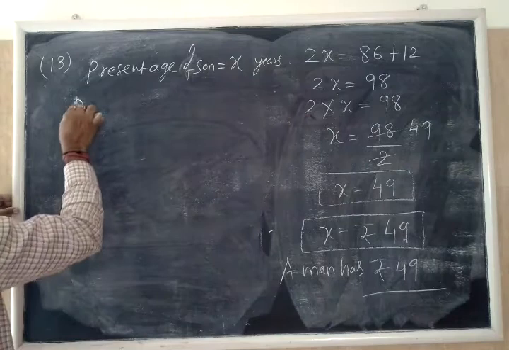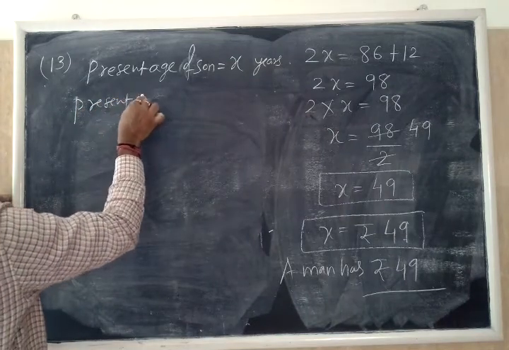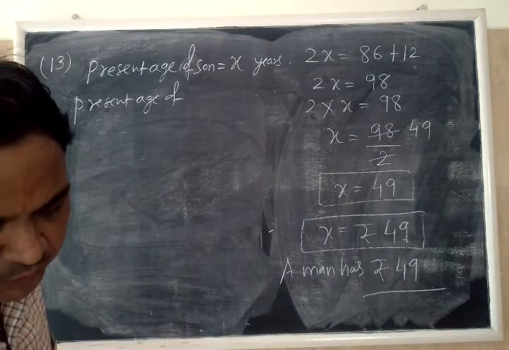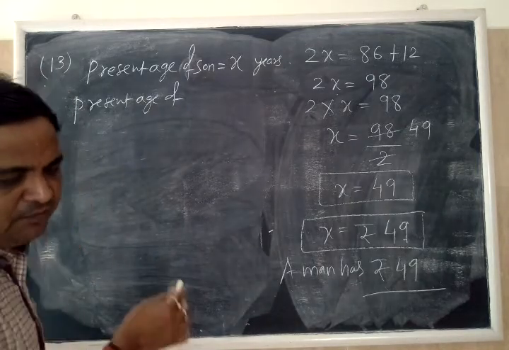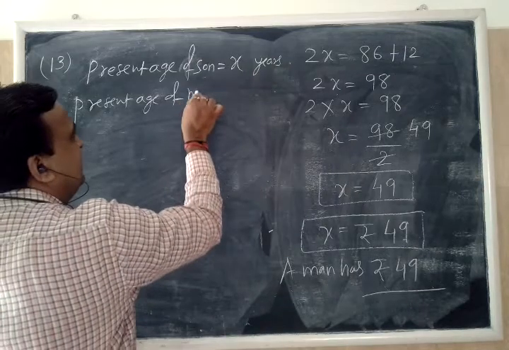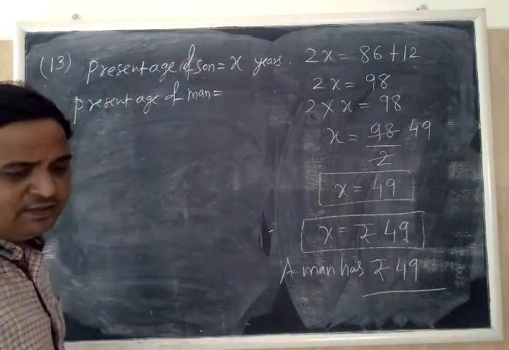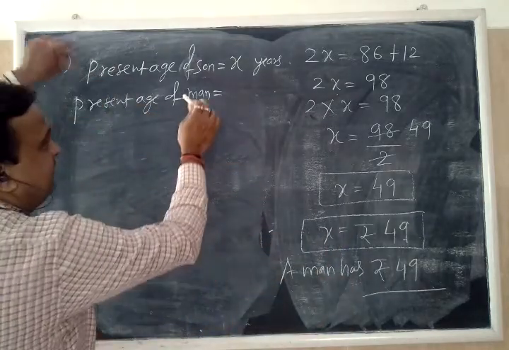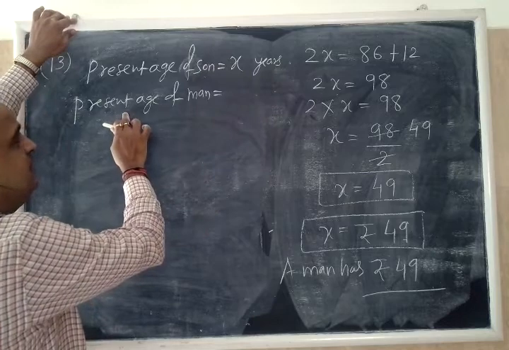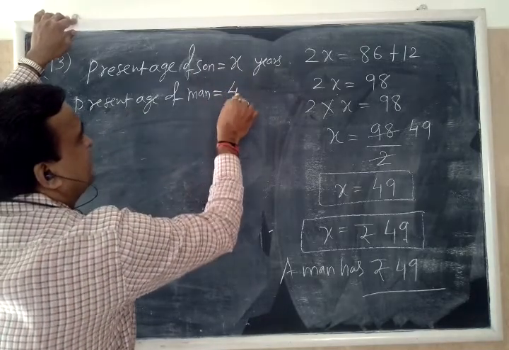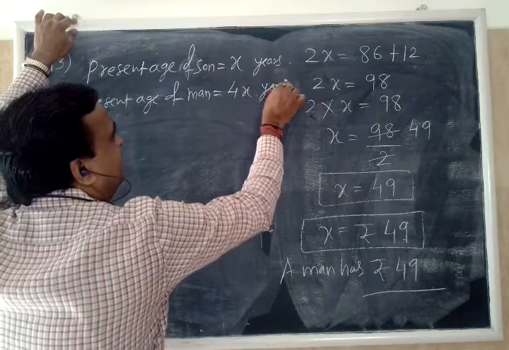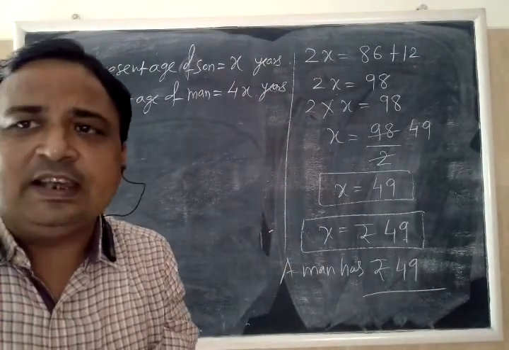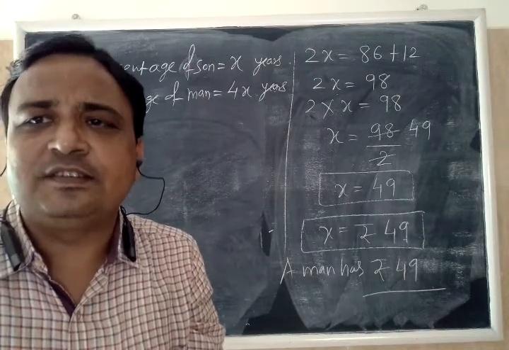And present age of man. What is given? A man is 4 times as old as his son. So if son is x years, the man will be 4 times, means 4x years. If the son's age is x, the man's age will be 4 times x.